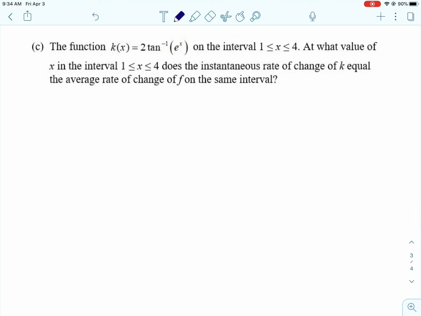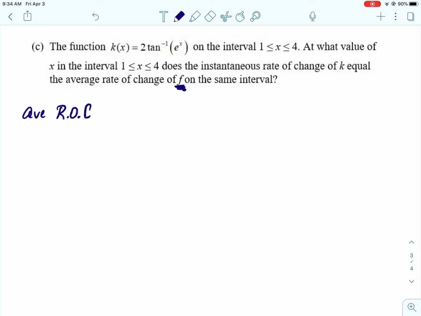So for C, we have a new function K. I don't even think we use the table, but maybe we do. So K is 2 times the inverse tangent of e to the x. And we're going to figure out what value of x in that interval from 1 to 4 makes the instantaneous rate of change equal to the average rate of change.